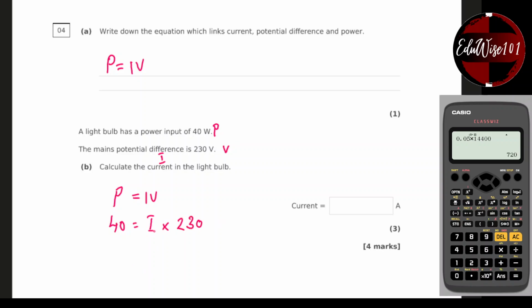230. In order to find the current, you need to get rid of this 230. So you divide both sides by 230. So 40 divided by 230 equals the current. So let's do that. 40 divided by 230 is 4 over 23, which is 0.1739. So I can round that off to 0.17, or to 3 decimal places or significant figures, 0.174.